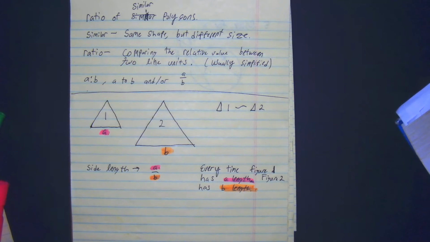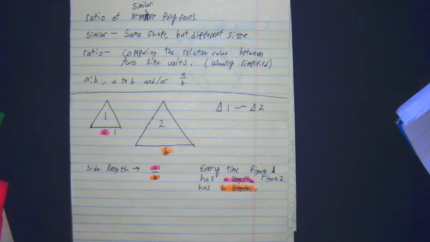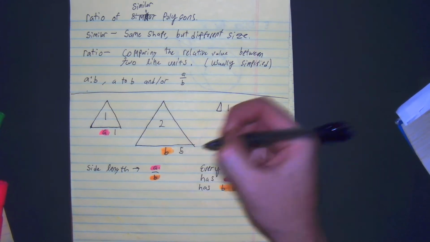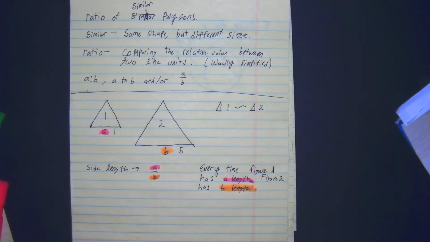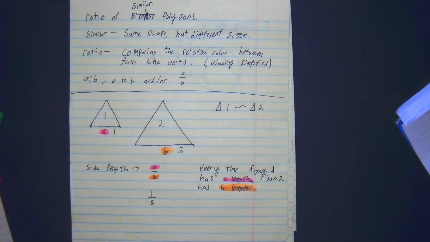One thing I know that a lot of people struggle with is variables, so let's try to use numbers for it. Let's say A is 1 and figure 2, B, is 5. So this is 1 unit, that's 5 units. If we write that, it would be 1 over 5. So the side length ratio would be 1 to 5.